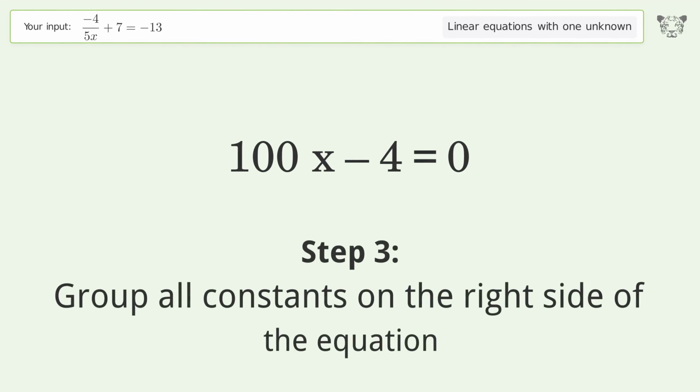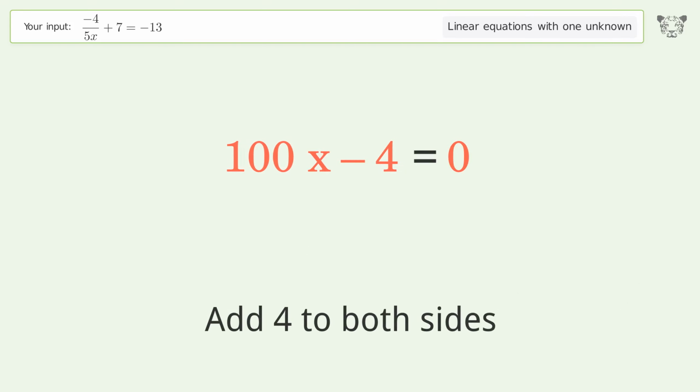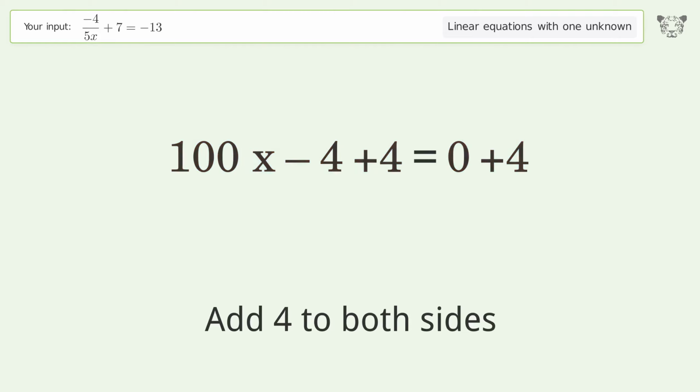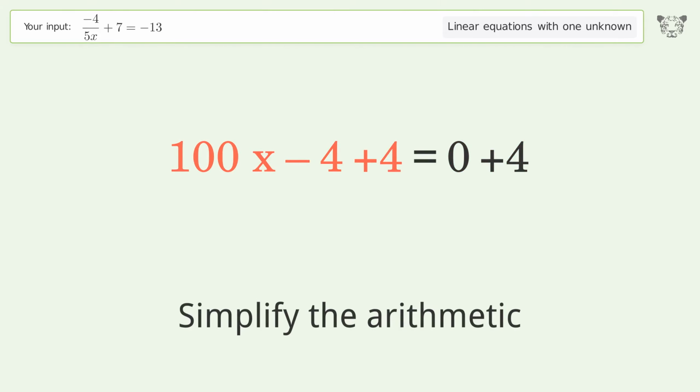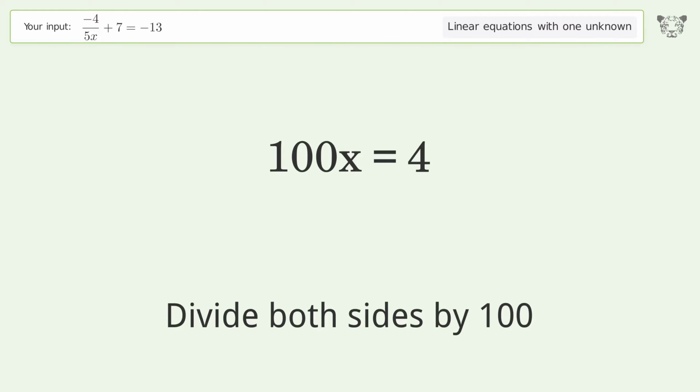Group all constants on the right side of the equation. Add 4 to both sides. Simplify the arithmetic. Isolate the x. Divide both sides by 100.